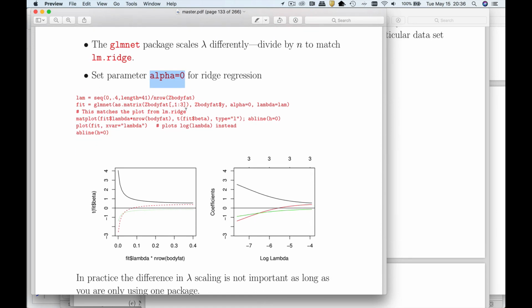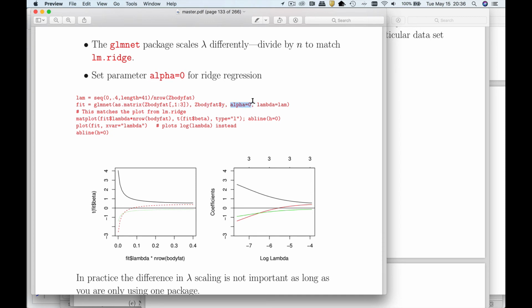Another thing that's slightly confusing about this is it doesn't take a formula. It does not take a formula. You must specify an X matrix and a Y vector. So to fit the same model, I now have the first 3 columns of the body fat data frame. Can't give it a data frame. It has to be a matrix, so I've cast it as a matrix. Second argument is my Y vector, bodyfat$Y.